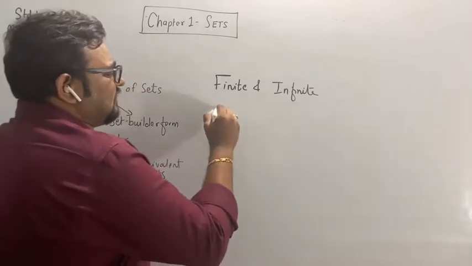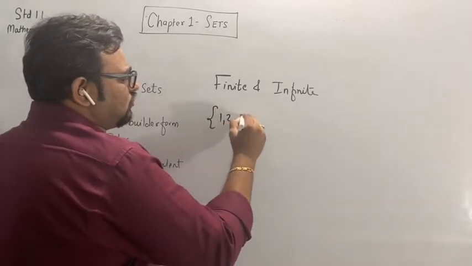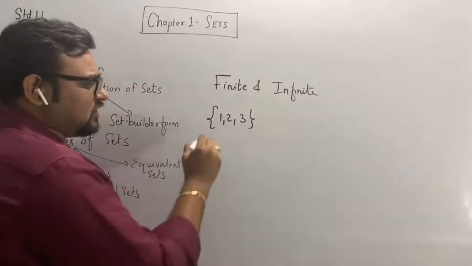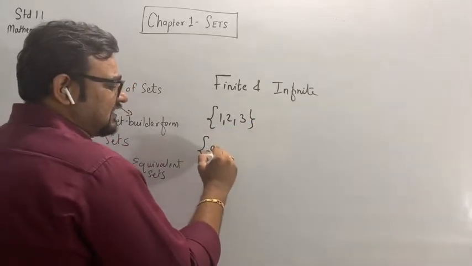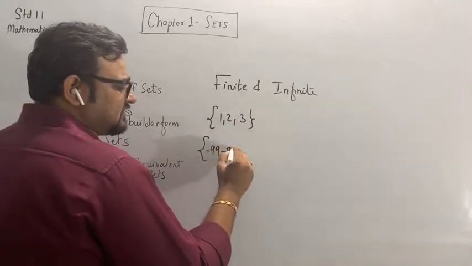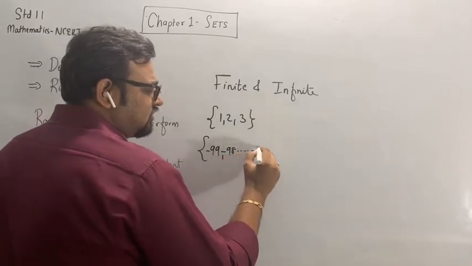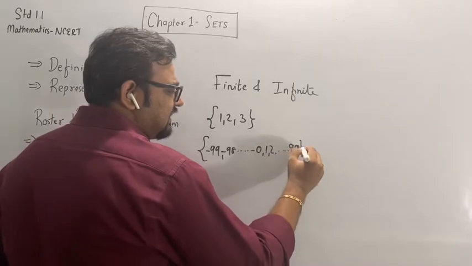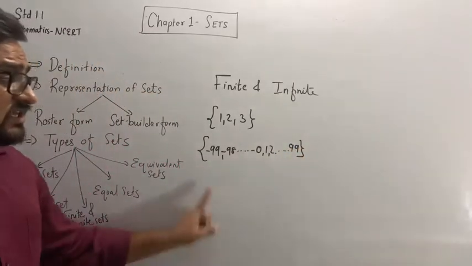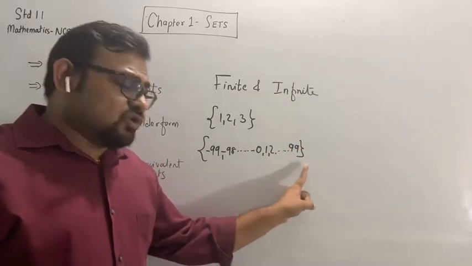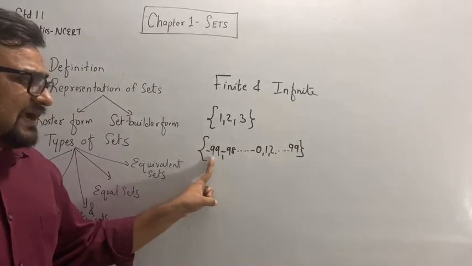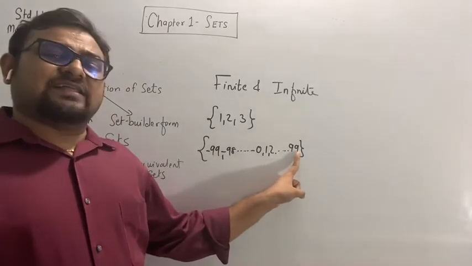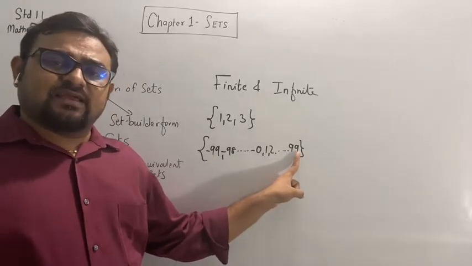Like one, two, three, three elements, or else -99, -98, dot dot dot, 0, 1, 2, dot dot dot, 99. Again, this is a finite set whose first element is -99 and last is +99, right?